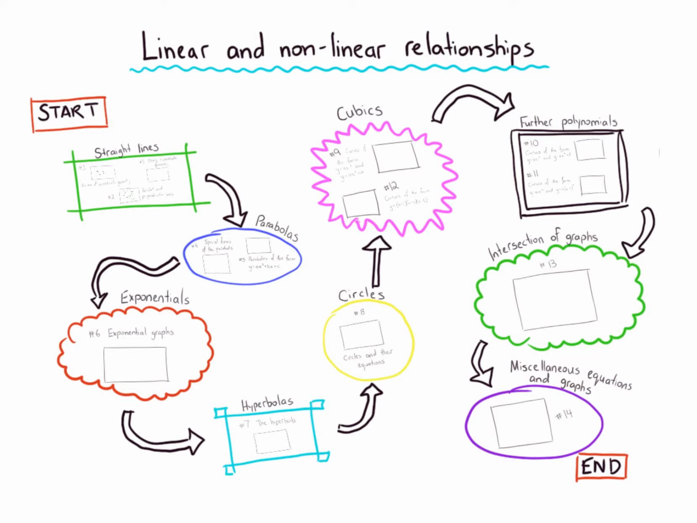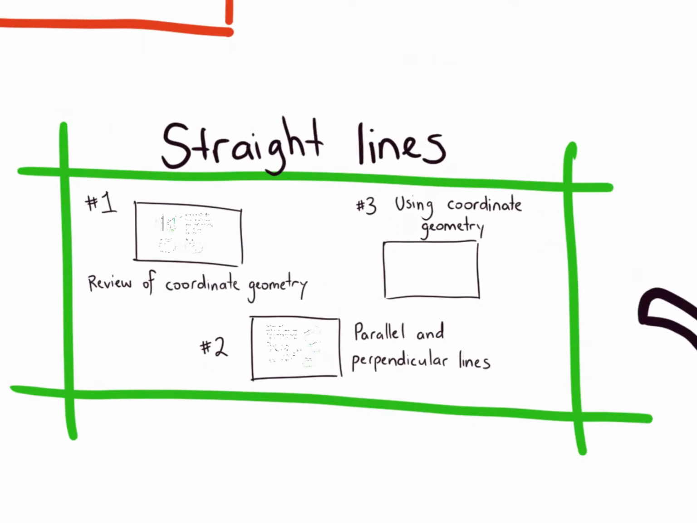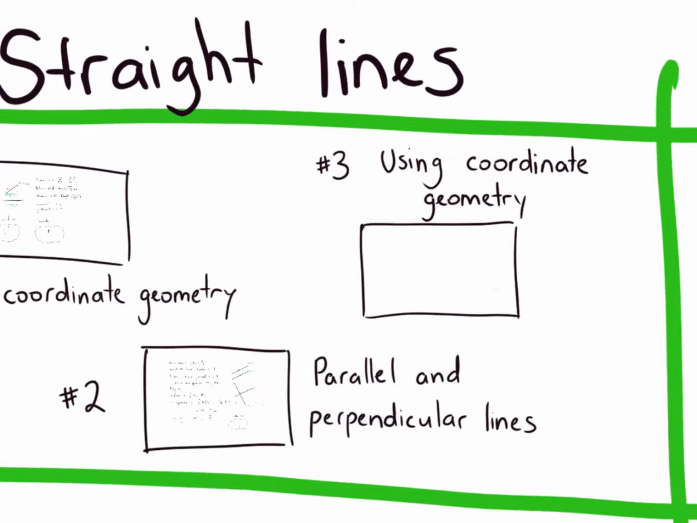So far we've looked at straight lines, and in this lesson we'll be finishing off our straight lines section. Today we're going to be looking at using coordinate geometry. So there's no notes as such. We've got the skills from our review and our work on parallel and perpendicular lines. Today we're just going to be doing two examples. So let's get started.